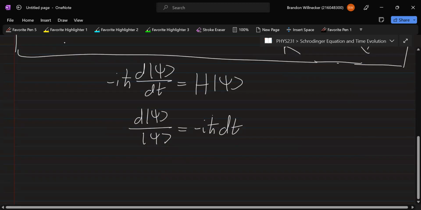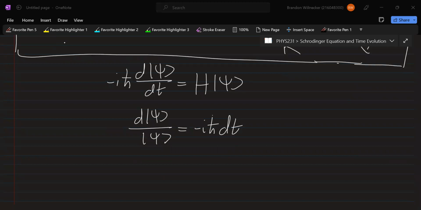Okay, so this is very messy. Again, it's not a formal proof or anything. It's just an idea of how we get that operator. Sorry, I forgot the Hamiltonian.